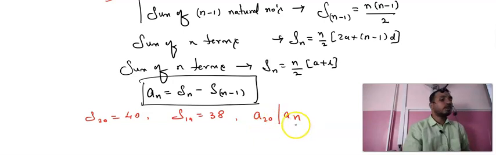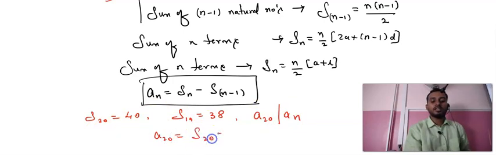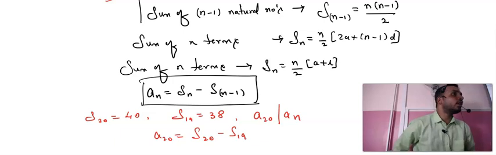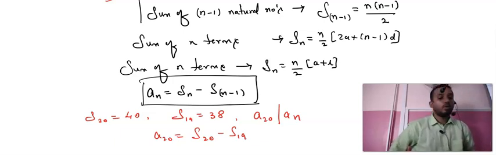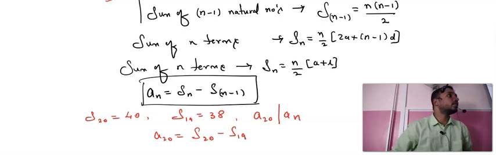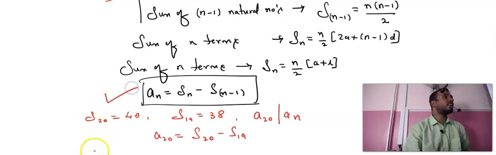Here n is 20, so a20 can be written as S20 minus S19. Now substitute the values and calculate the answer. S20 value is 40 minus S19 value 38. 40 minus 38 is 2. That's all the answer. So the 20th term is 2. Based upon this topic, you can expect a 1 mark question.